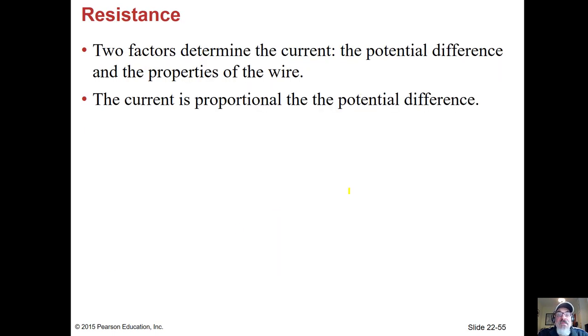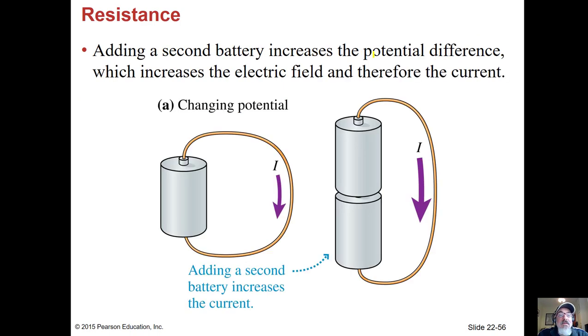So two factors determine the current: how much voltage you actually have, or potential difference in this case, and some properties of the wire. You know, what's the wire made out of, how wide the wire is, how long the wire is. So if you increase the potential, you double the potential, you double the current. It's like making the ski lift twice as big. You can get more out of that.